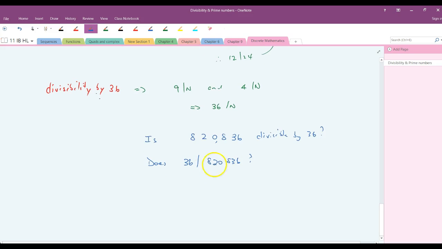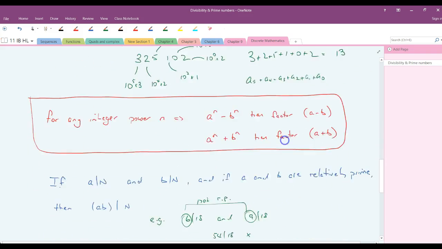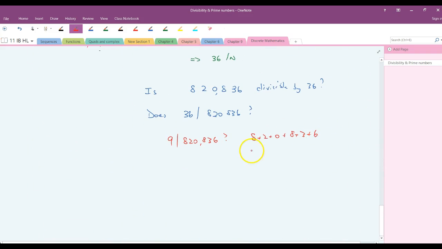So we can go, oh, well, I don't really know. I do not have a divisibility test for 36, but I do have one for 9, and I have one for 4. And I know that if 9 goes into it and 4 goes into it, and they're relatively prime, 36 will go into it. So I can say, does 9 go into 820,836? I just add the digits, 8 plus 2 plus 0 plus 8 plus 3 plus 6, because that's my divisibility test for 9. It's the sum of the digits. If the sum of the digits is divisible by 9, then I know that number is. So 8, 10, 18, 21, and 6 is 27, which is divisible by 9.